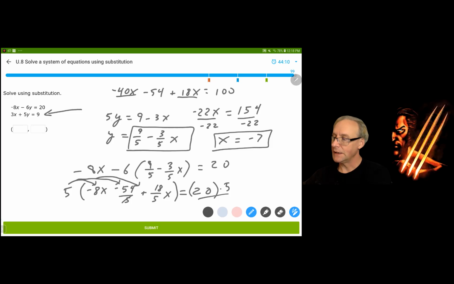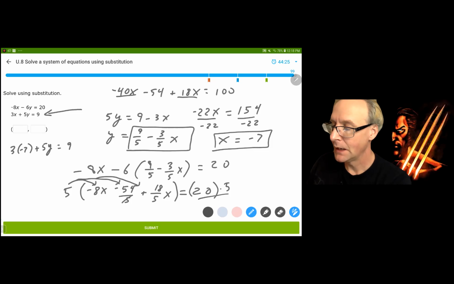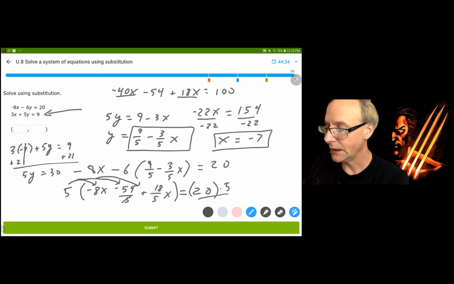I'm going to go ahead and use this. It doesn't matter which equation you use. I'm going to use the second one, that way I don't have any negatives in it. -7 plus 5y equals 9. I'm going to add 21 to both sides, and I get 5y equals 30, and y is equal to 6.